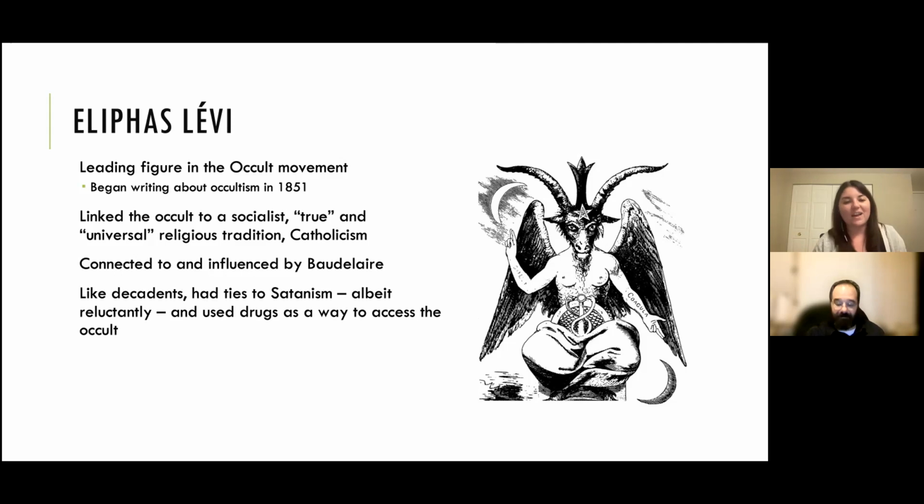And Levi also used drugs as a way to access the occult, like the decadents. He actually used a number of different drugs like hashish, opium, and narcotic fungi to create what he called fumigations, which were commonly used by occultists during seances and have a really long history of being used in witchcraft and dark magic. And it was believed that the cultivation of altered states of consciousness during these rituals allowed participants to conjure and experience the presence of spirits and apparitions.